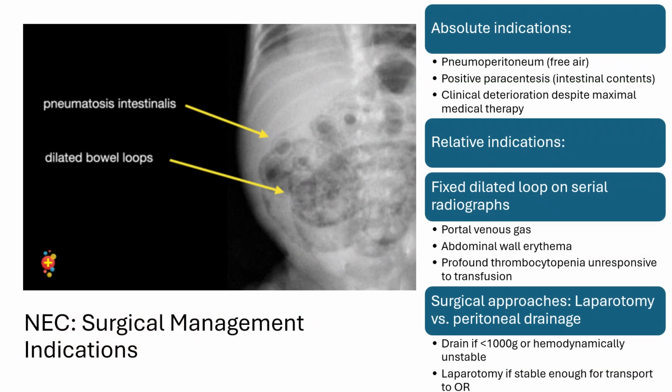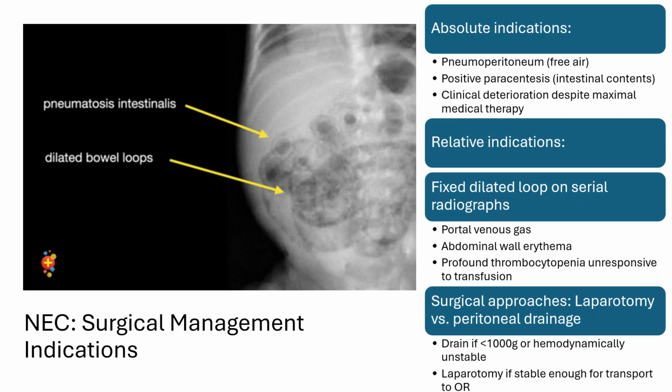Surgical decision-making in NEC requires balancing the need to remove necrotic bowel against the infant's ability to tolerate surgery. Understanding these indications can save lives and preserve bowel. Absolute indications demand immediate intervention. Pneumoperitoneum means perforation has occurred. Free air equals dead bowel that must be removed. Even without visible free air, a positive paracentesis showing intestinal contents confirms perforation and mandates surgery. Clinical deterioration despite maximal medical therapy indicates ongoing necrosis that medical management can't control.